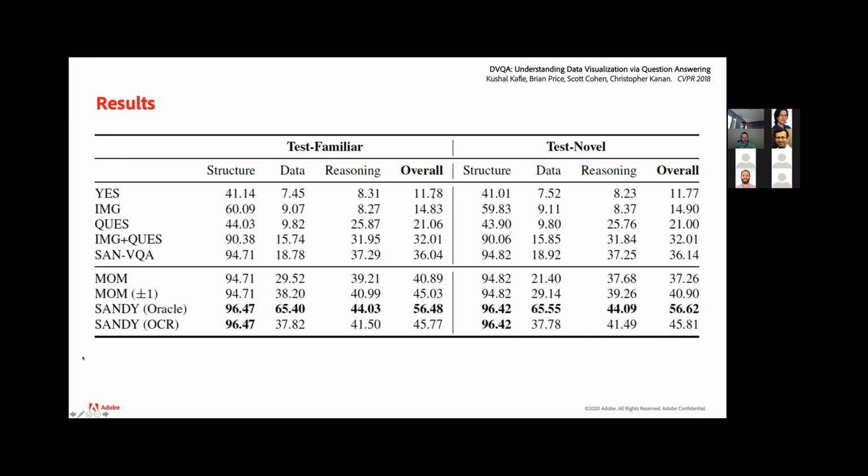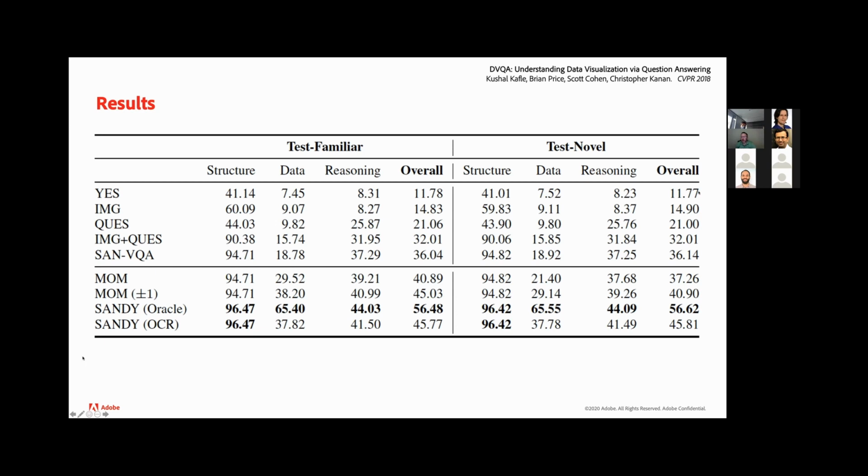And so it was able to get about 11. You can see it kind of maxes out on the previous state of the art at 36. Our MOM model was able to get up to 45. If we used Oracle OCR, we could get 56%. If we used our trained OCR, it's only 45. So there wasn't a big difference between MOM and SANDY if you didn't use Oracle OCR, at least on the data set where all of the labels were in the training data.